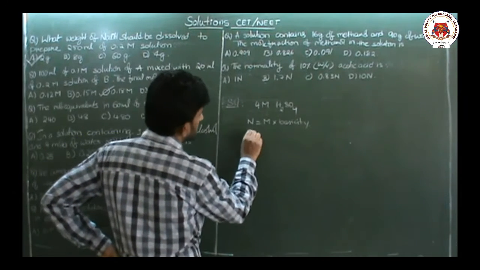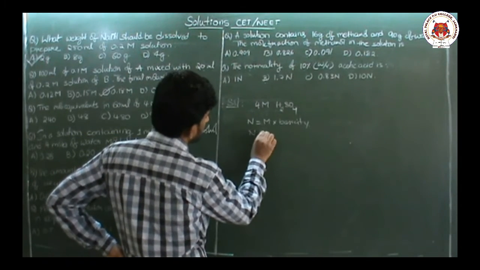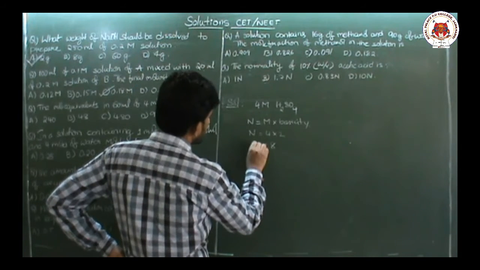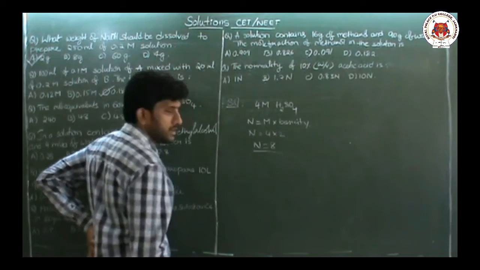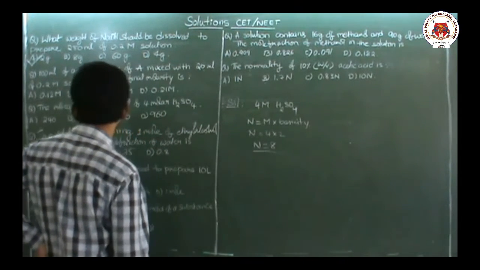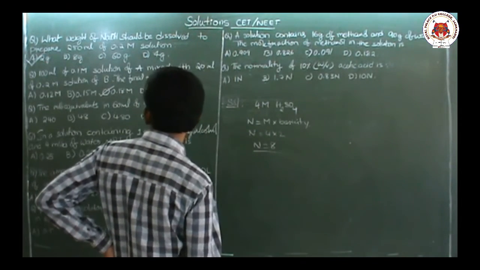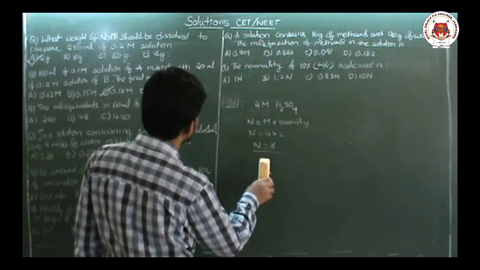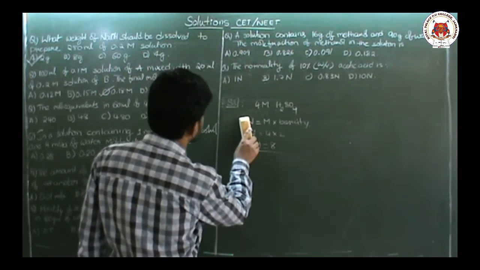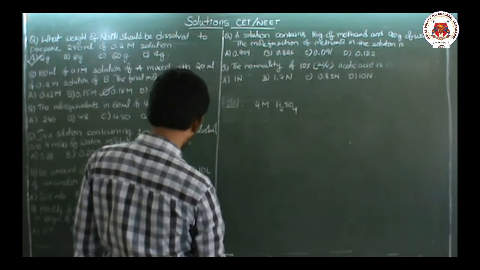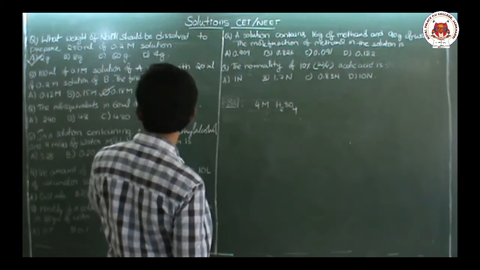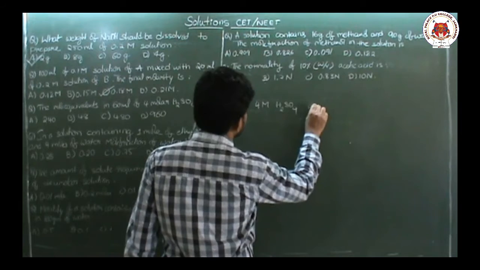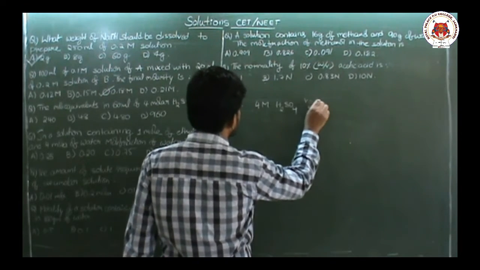Okay. So that means now the normality of the solution will be 4 into 2, that is 8. Now this is an 8 normal solution. Here it is 60 ml. So first let us calculate for 60 ml. They are giving 60 ml of 4 molar solution. So volume is given as 60 ml.